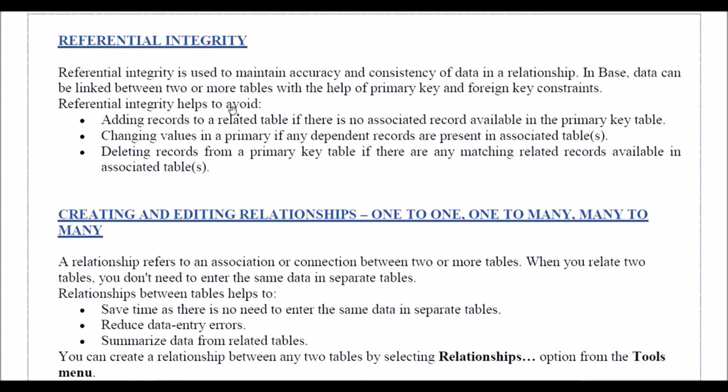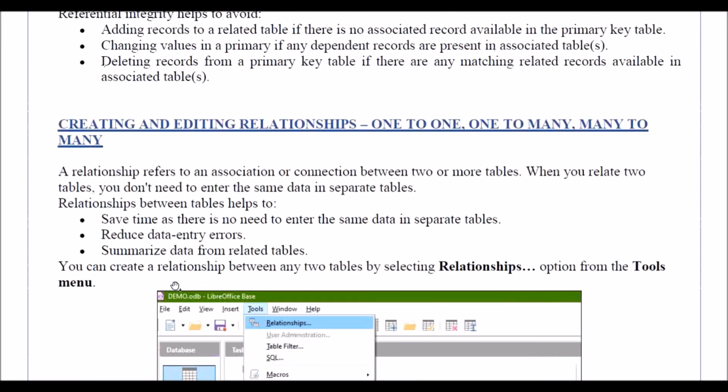Because it helps to avoid adding records to a related table if there is no associated record available in the primary key, changing the values in a primary key if any independent records are present, and deleting the records from a primary key if there are any matching related records. Like if two tables are connected and we are deleting a record in one table, then from the other table also it will be deleted automatically because the tables are linked. So that is referential integrity.